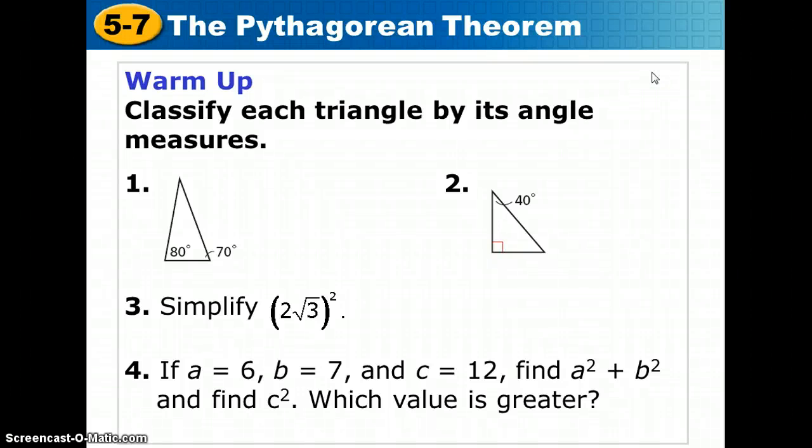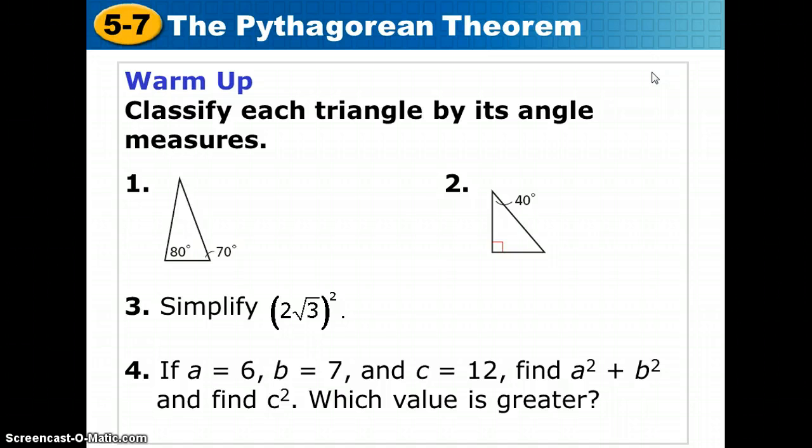Alright, and these are going to be the video notes for lesson 5-7 over the Pythagorean Theorem. Most of this lesson will seem very familiar to you. As you guys know, a squared plus b squared equals c squared, but we will go a little bit more in depth with this. So why don't you begin by doing a warm-up, these 4 problems in your note packet, and when you are ready, we will continue. Pause the video if you need more time.